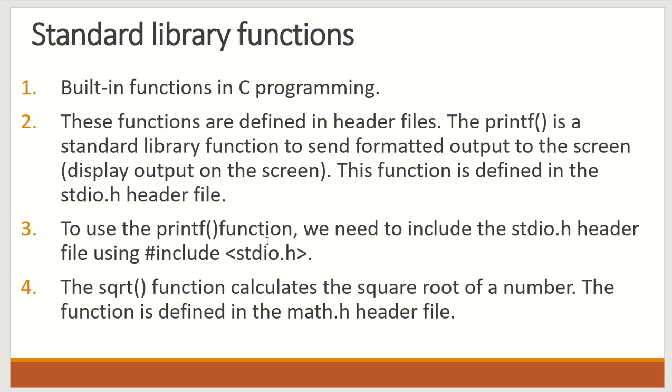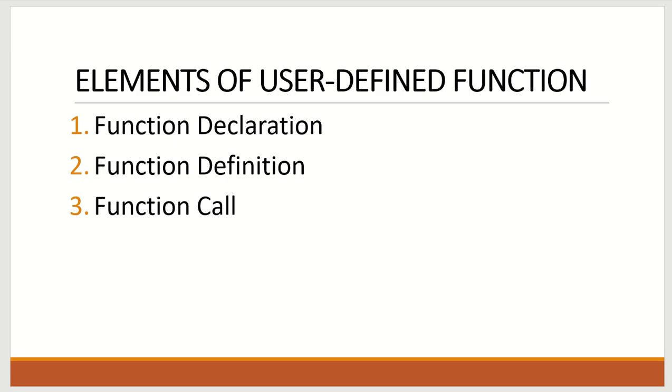So to use the printf function, we need to include the stdio.h header file. That is using #include <stdio.h>. The square root function, sqrt function, calculates the square root of a number, and this function is defined in the math.h header file. Now coming to the next part, that is the elements of user-defined function. We can have three elements: function declaration, function definition and function call.